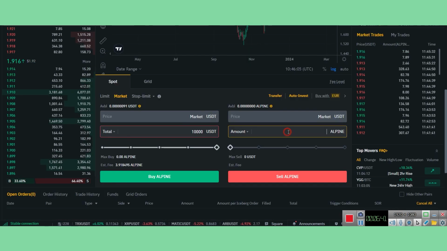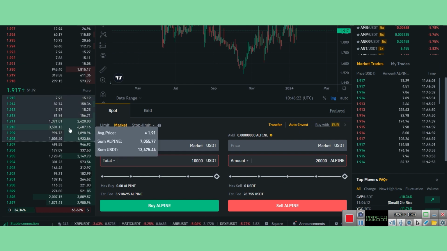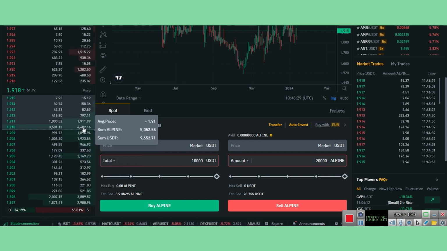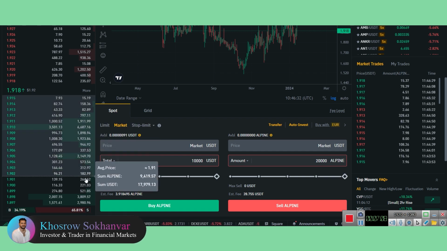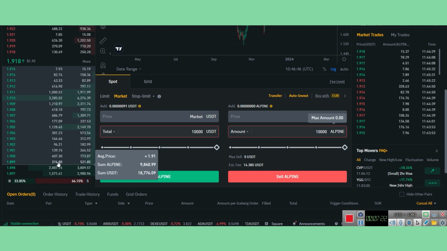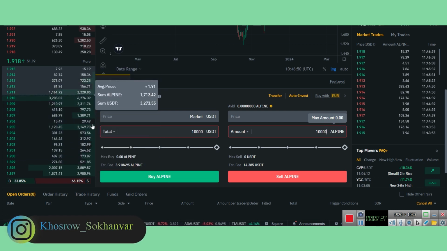And again, as a seller, if you are a taker, you say, okay, I want to sell, for example, 20,000 of this cryptocurrency. And if you place your sell market order, it starts to sell to all of these buyer makers. And we see that it is some, and we go down. Let's reduce the amount to, for example, 1,000. Yes, it starts to sell to all of these makers for you.